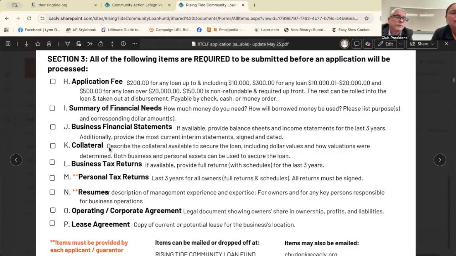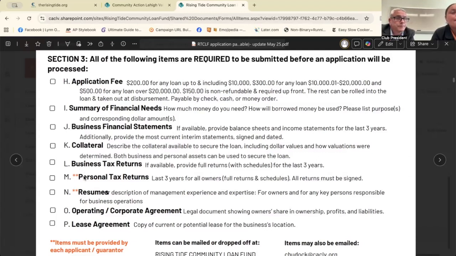We're securing. All right. Business tax return, L. Again, if you are a startup business and you have not operated for 12 consecutive months, you will not have this, so don't worry about it. If you are existing, we need your last 3 years of full tax returns.